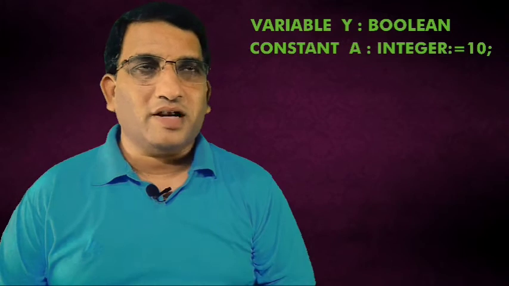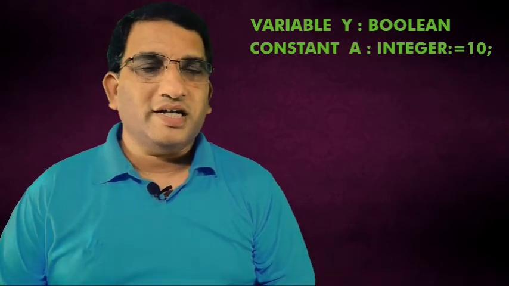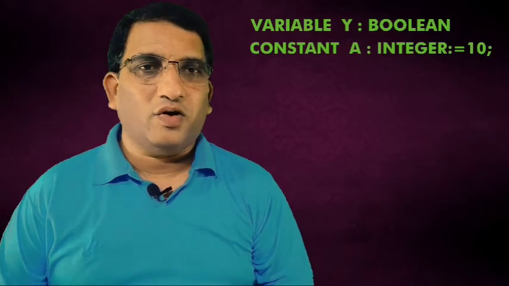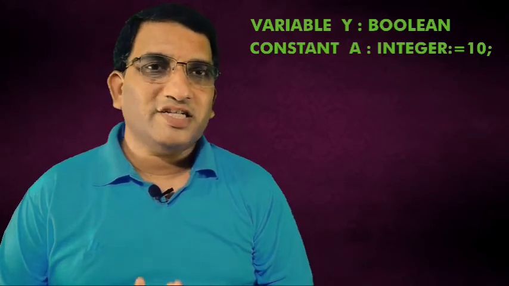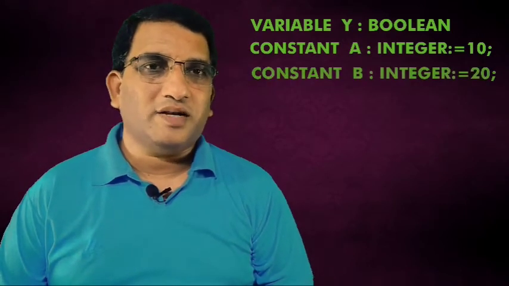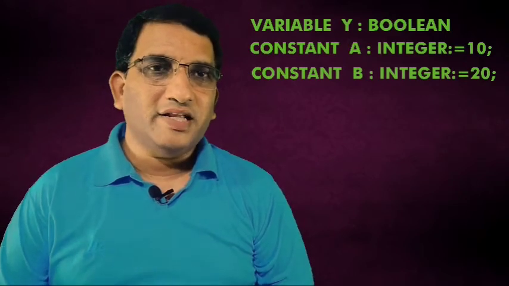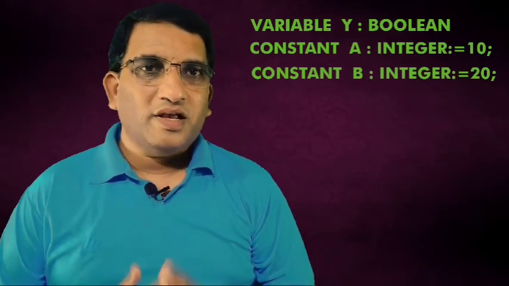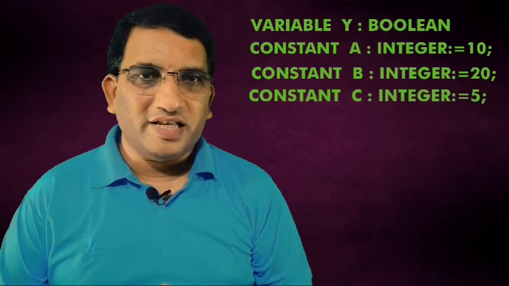So this command will declare one constant a in which 10 is initialized. Similarly, I will consider the second constant b, in which I will initialize the value 20, that is also the integer value, and the third constant I will consider as c.